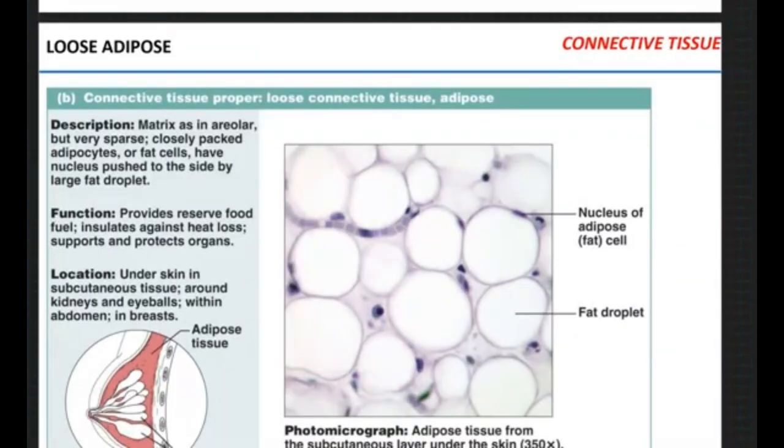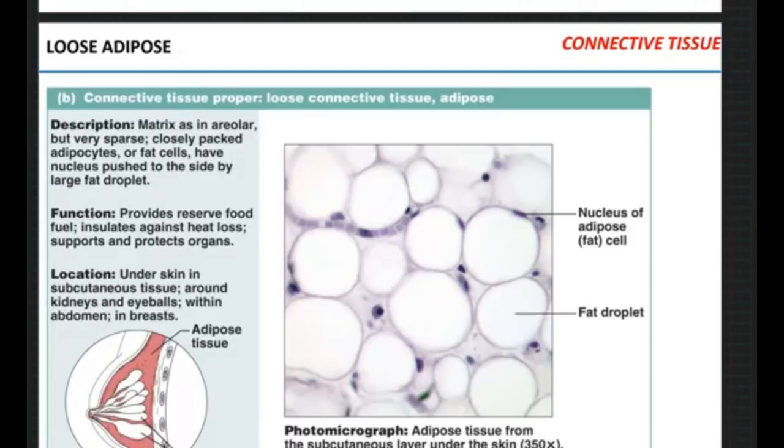Loose adipose connective tissue. It's fat. Is it strong? No. Have you seen liposuction? Yeah. That's pretty awesome. One of my Instagram friends is a plastic surgeon in New York, and he posts videos from procedures. It's pretty cool. Yeah, so it's a pretty loose tissue.